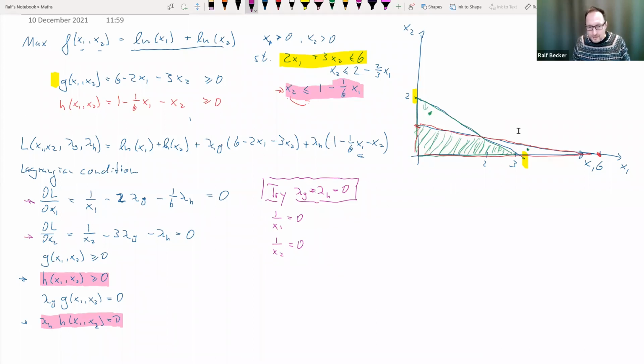Now, of course, you can immediately see this doesn't work. There is no value x1 and x2 which makes 1 over x1 and 1 over x2 equal to 0. Recall, even if x1 is 0, 1 over 0 isn't defined. And remember that x1 and x2 had to be positive. So we immediately know from here there is no unconstrained solution.